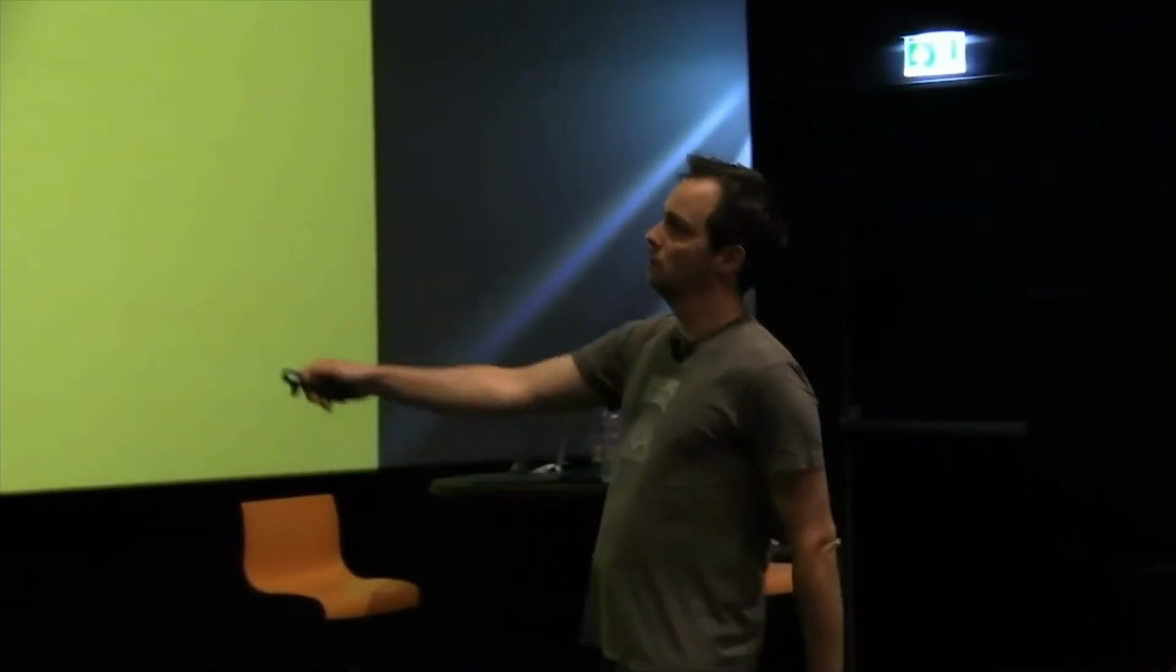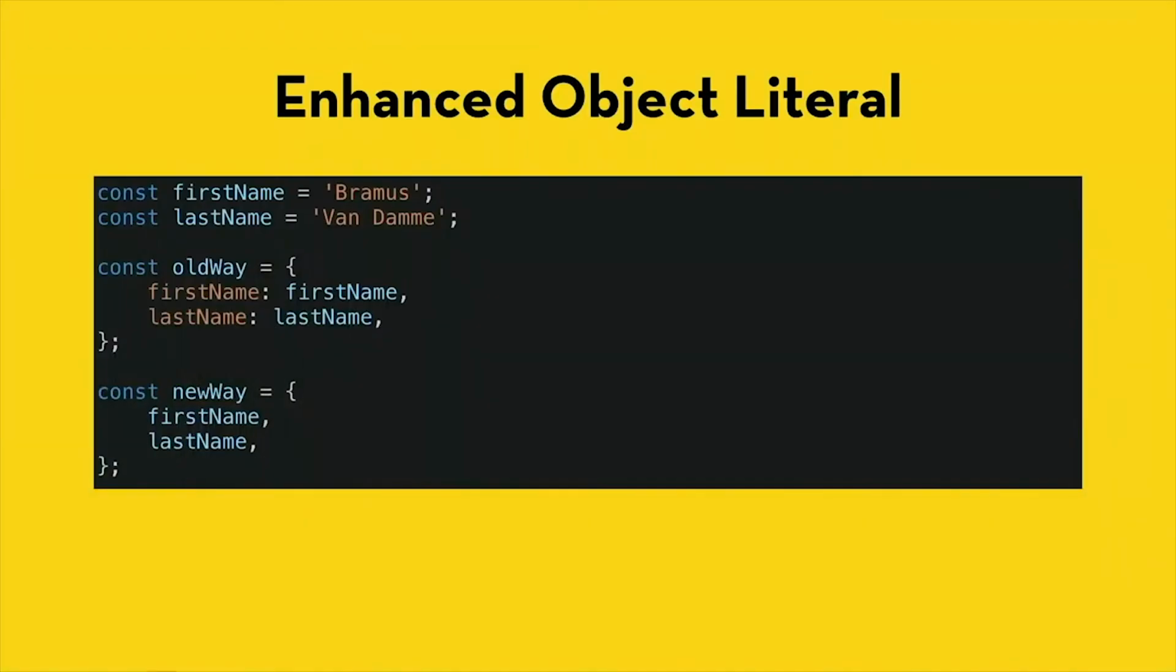Really great stuff. Enhanced object literals. This is the old way, the key, and then you had the name of the variable. If they are the same thing, like you have the same identifier, the key here and the name of the variable, you can use this shorter version. It really compresses your code. I'm a lazy coder, I don't like typing. So the less I have to type, the better.